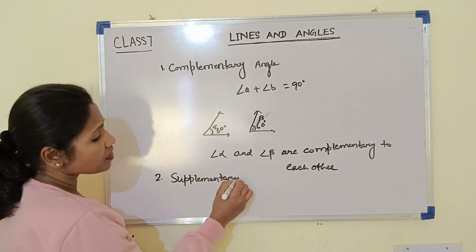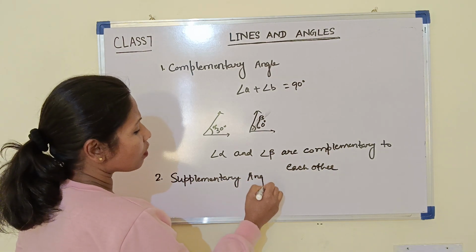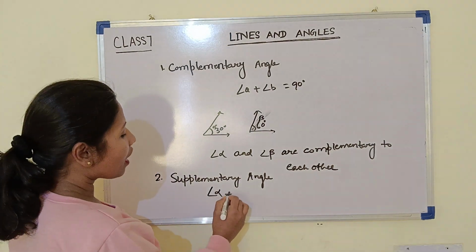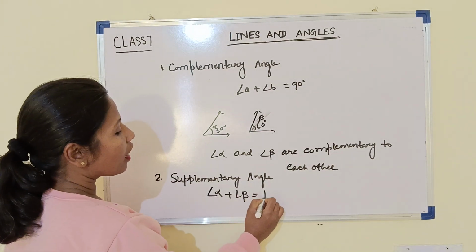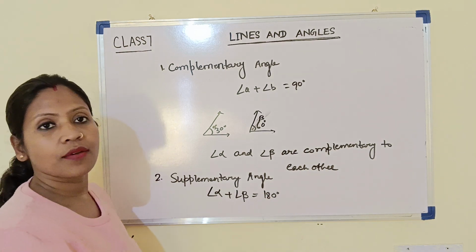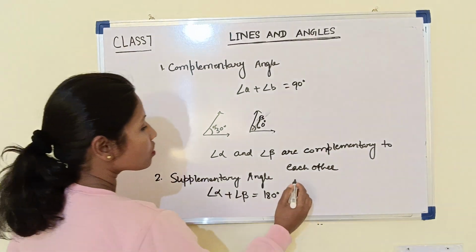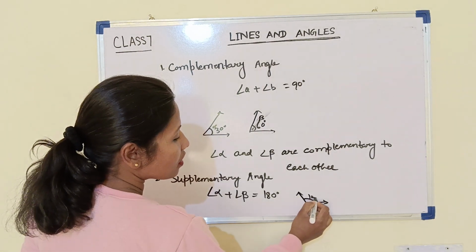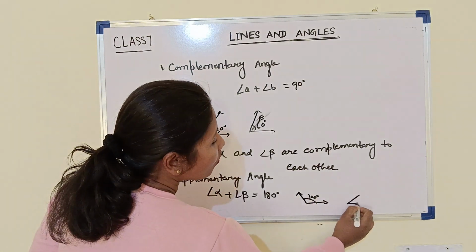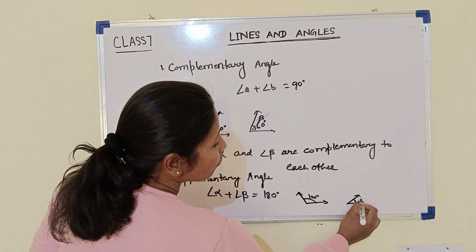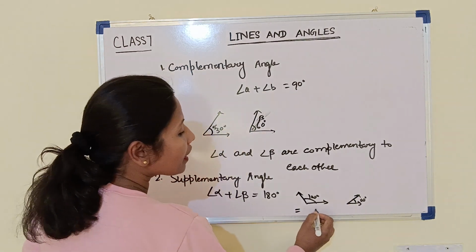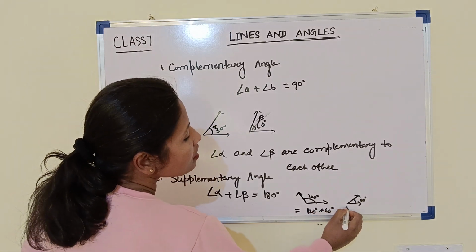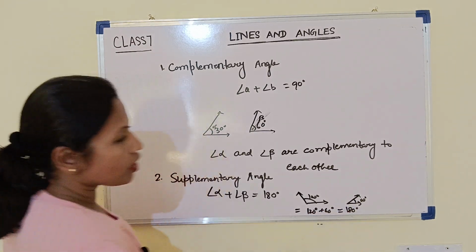Supplementary angle. This definition is very easy and smaller. So supplementary angle, where angle alpha and angle beta, the sum of two angles is 180 degree. So suppose we have 120 degree, and then we have 60 degree. So this is 120 degree plus 60 degree, 180 degree. So these two angles are supplementary to each other.